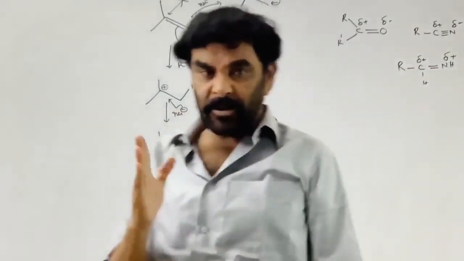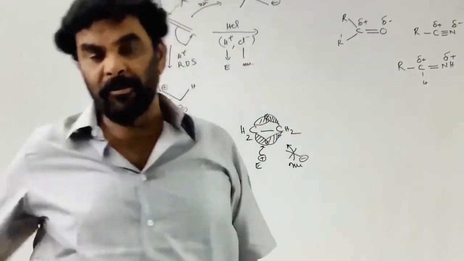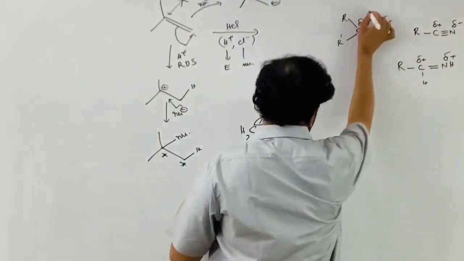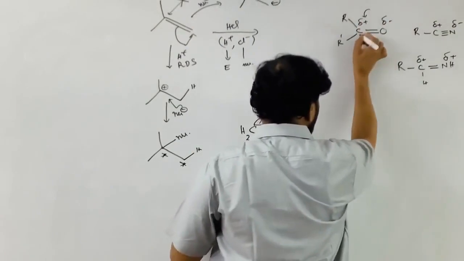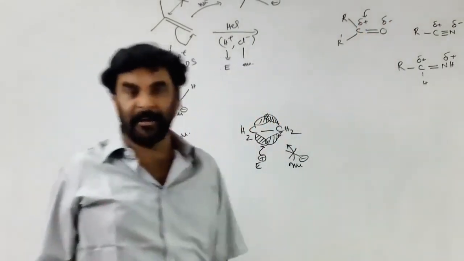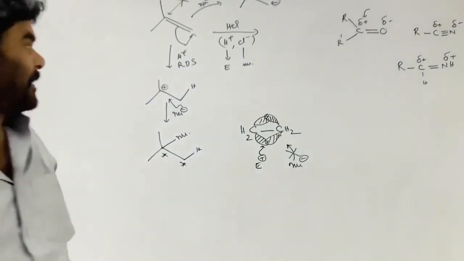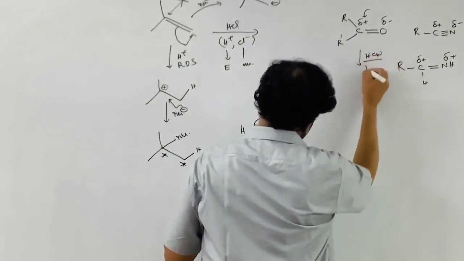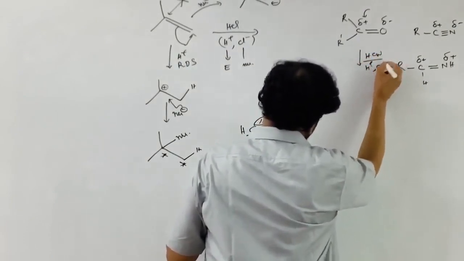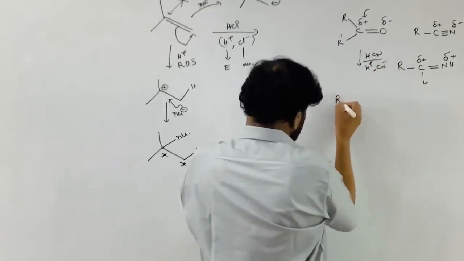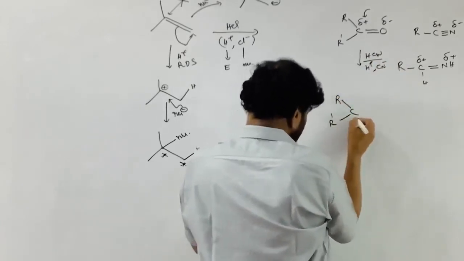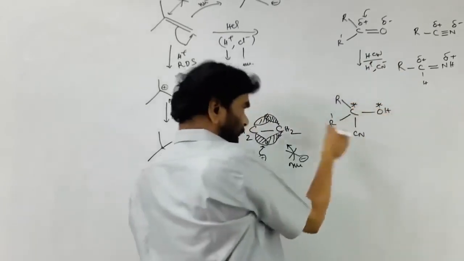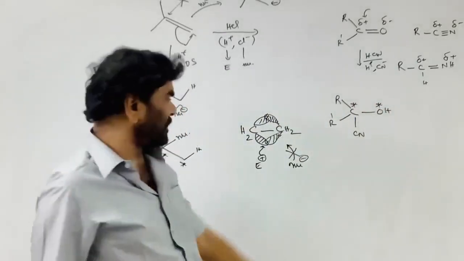So aldehydes and ketones readily take part in nucleophilic addition reactions. Why nucleophilic? This carbon is positively charged, and attack of the nucleophile on the carbon and formation of the tetrahedral intermediate is the RDS of the reaction. Suppose I take HCN, that is H plus ion and CN minus ion. When it is treated, the cyanide is added and cyanohydrin is formed. We know all these names.